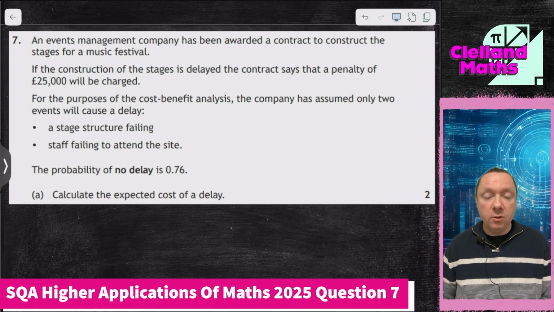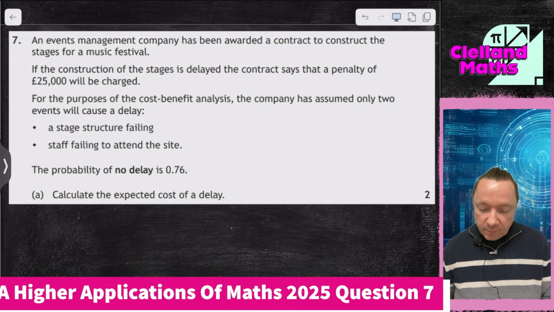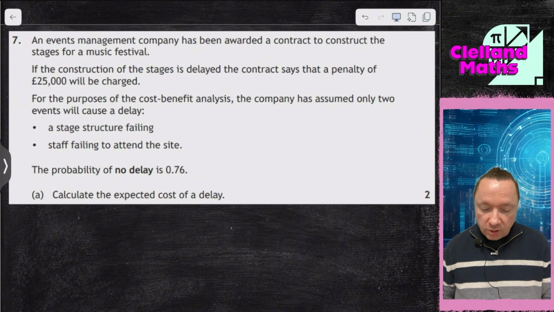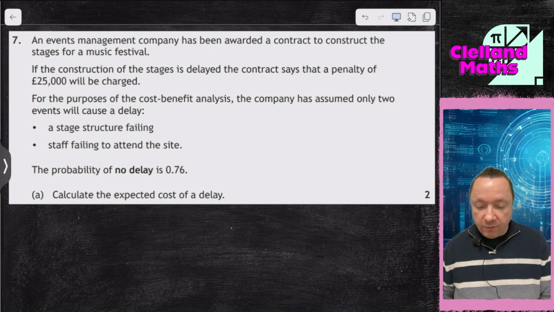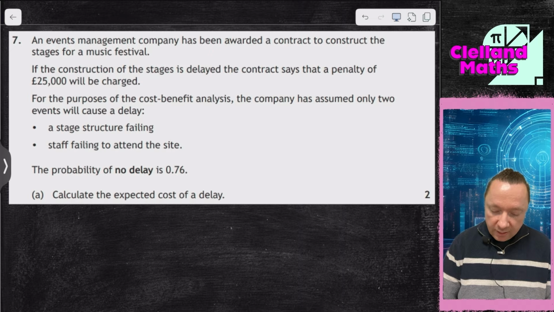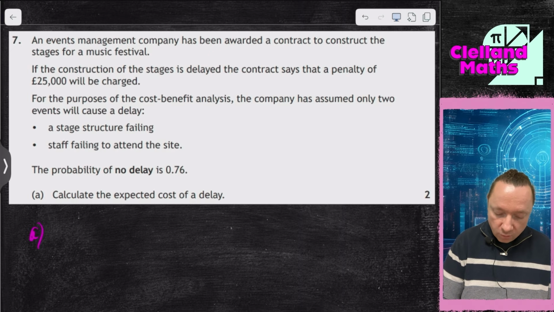SQA Higher Applications of Maths 2025 question 7. An events management company has been awarded a contract to construct stages for a music festival. If construction on stages is delayed, the contract says a penalty will be paid of £25,000. 2 things that can happen: stage structure fails or staff fail to attend site. The probability of no delay is 0.76. Calculate the expected cost of a delay.